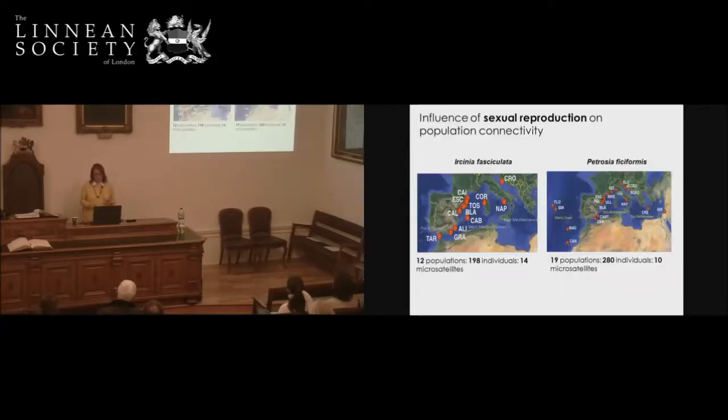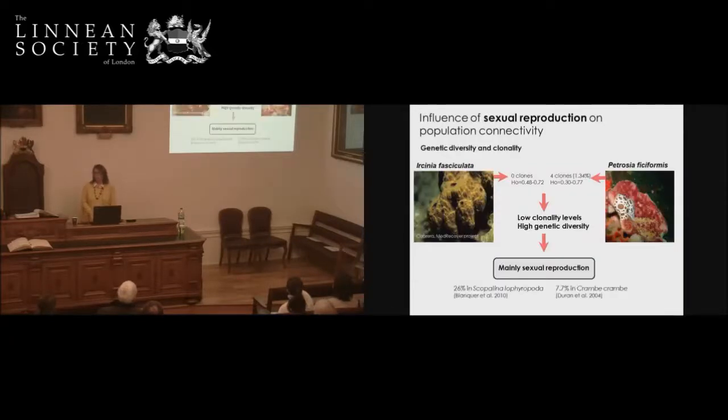So what we did is we collected these sponges all across their distribution range, or as far as we could go, and then we sequenced them. We sequenced these different populations, and we genotyped them using microsatellites, using molecular markers. And then we assessed different parameters. One of the first things we wanted to assess is the clonality.